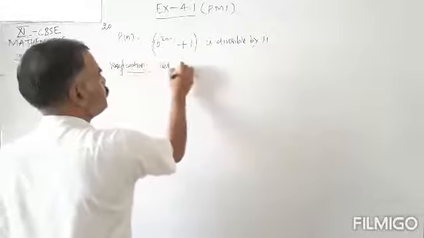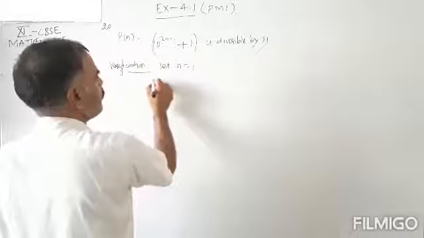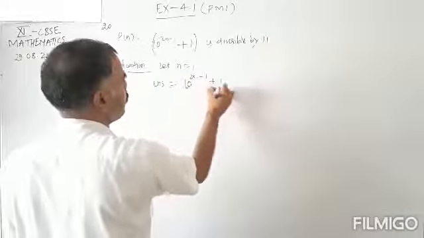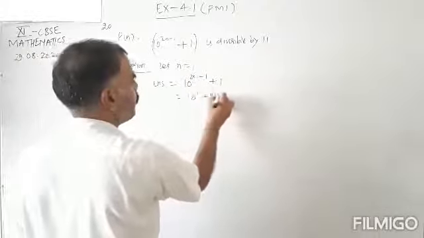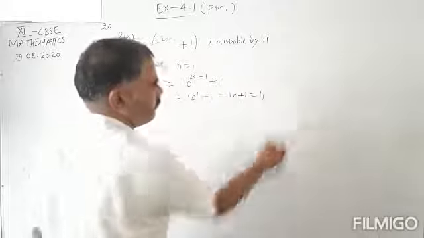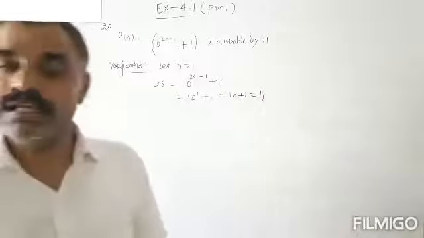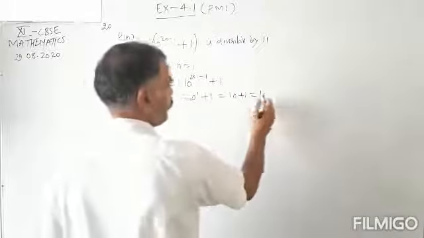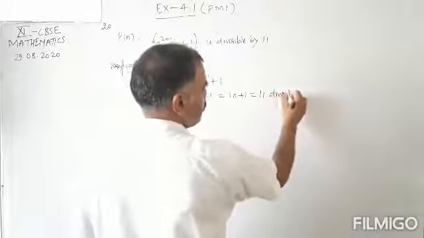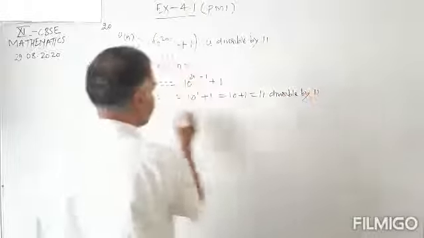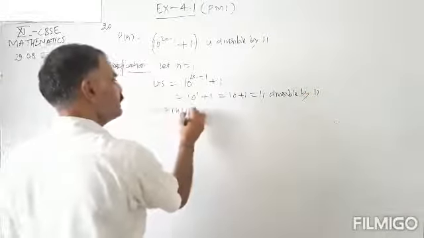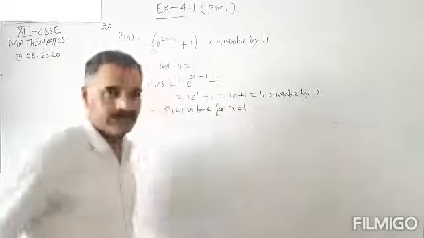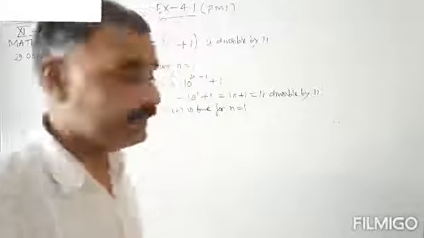So verification, let n equals to 1, then left hand side is equals to 10 to the power 2 into 1 minus 1 plus 1 equals to 10 to the power 1 plus 1 equals to 10 plus 1, that is 11. And 11 is divisible by 11. Implies that Pn is true for n equals to 1. First step.